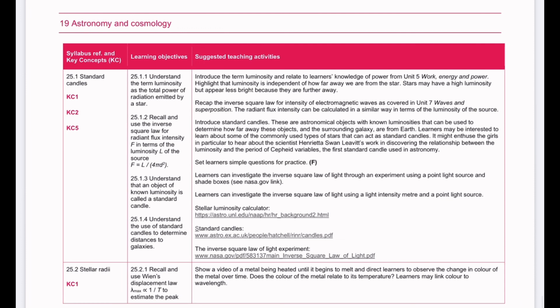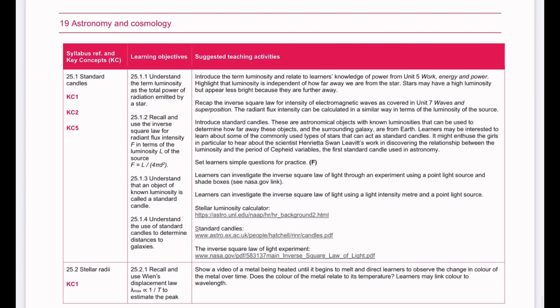Astronomy and cosmology. Key concept 25.1. Standard candles. 25.1.1. Understand the term luminosity as the total power of radiation emitted by a star. 25.1.2. Recall and use the inverse square law for radiant flux intensity F in terms of the luminosity L of the source: F = L/(4πd²).